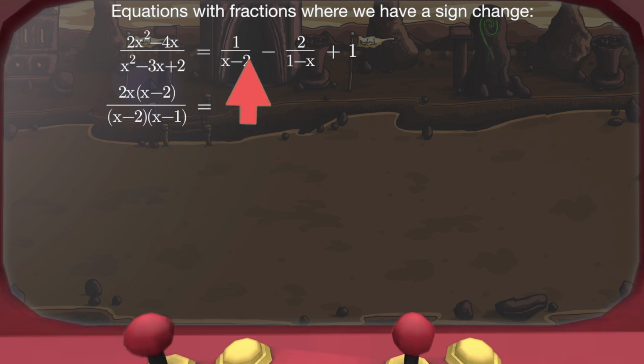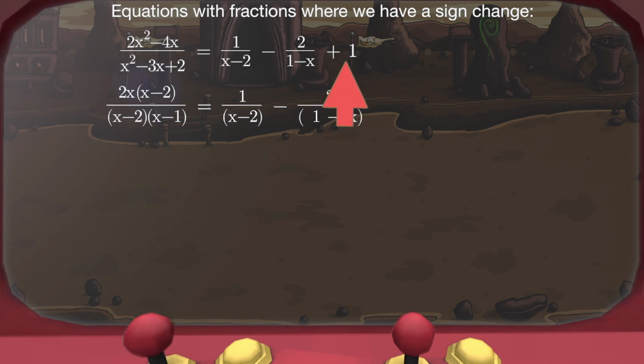Well, I can only take out a common 1, so we're going to have x minus 2 in brackets. Then we're going to have minus 2 over 1 minus x. Again, I take out a common factor, which is only a 1, and we have 2 over 1 minus x in brackets. And then we have a plus 1. But as you can see, this term is not a fraction.